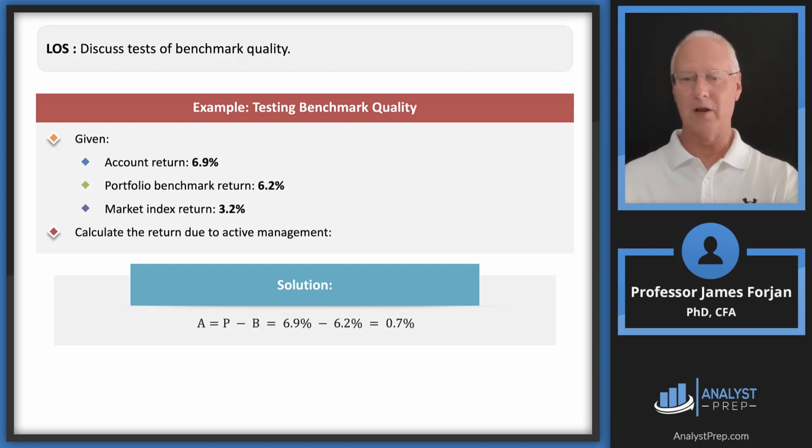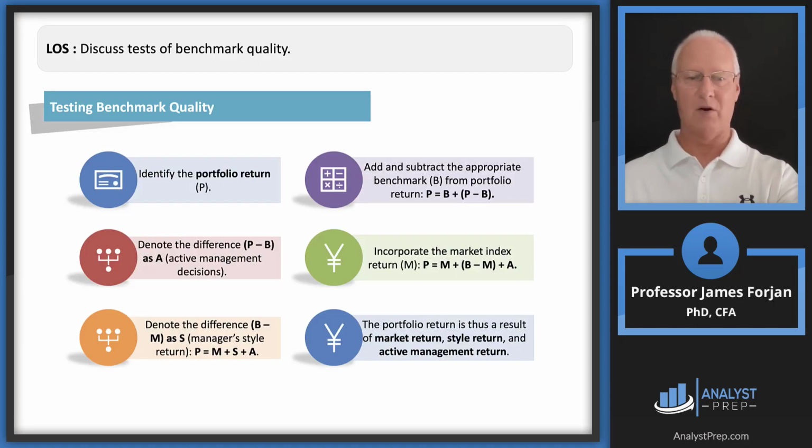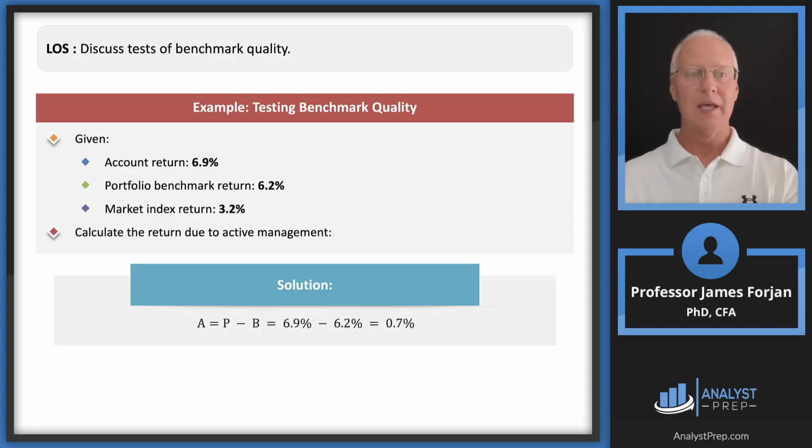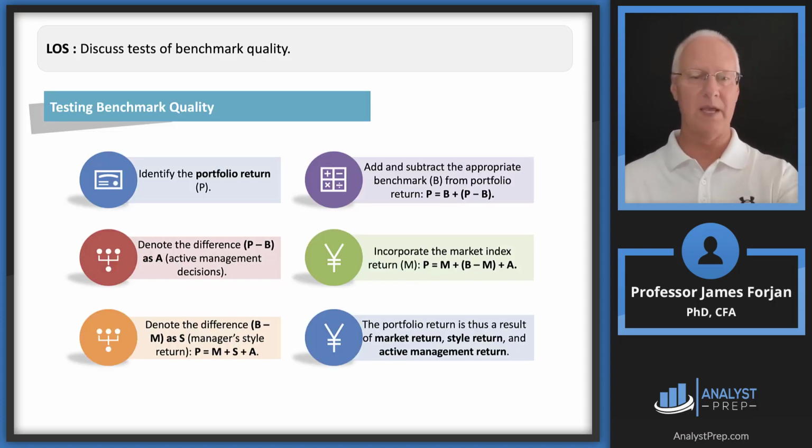Here's just a quick example. And oh, by the way, there's the equation in orange. You can solve for any of those four variables. Here, we're asked to solve for the return due to active management. You just throw some numbers in there and you get 0.7 based on the orange formula. So this is probably one that you should remember for the exam.